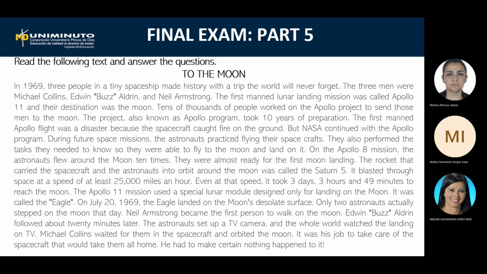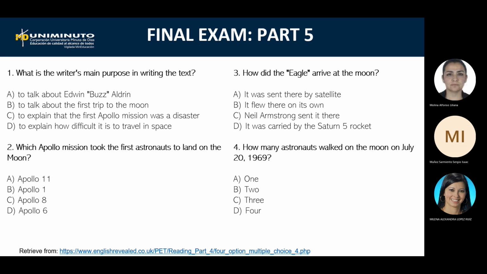Okay, Sergio, thank you very much. So what are we going to do now? We're going to read the questions and answer the questions according to the test, okay? So let's start. Number 1, guys. What is the writer's main purpose in writing the test? And B, to talk about the first trip to the moon. Very good, that's the main purpose of the test. Even though the other ones are mentioned, you have to find the main idea, the main purpose of the test.